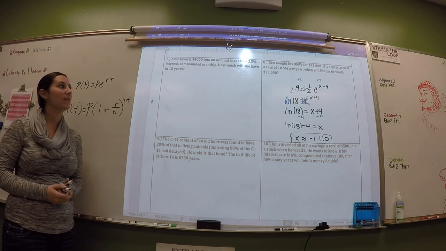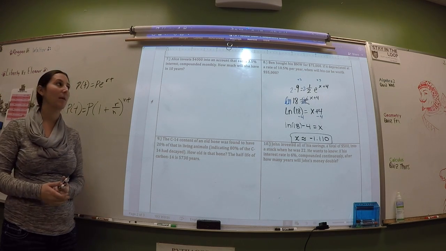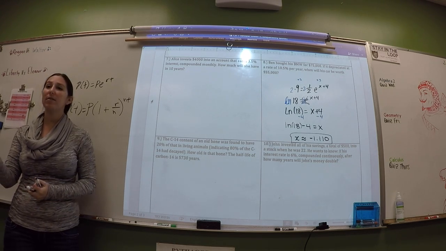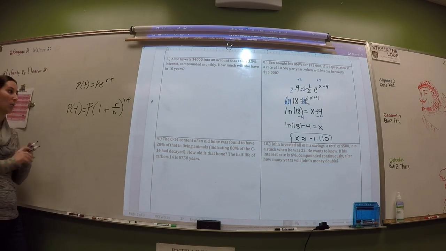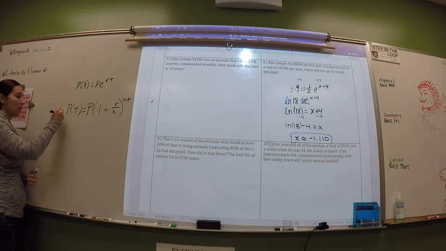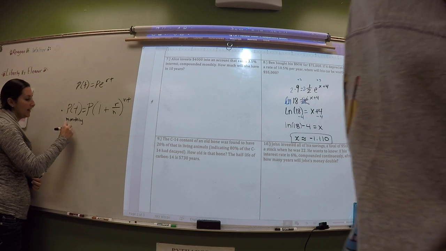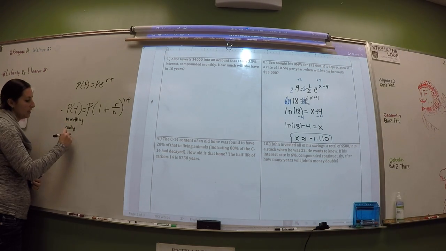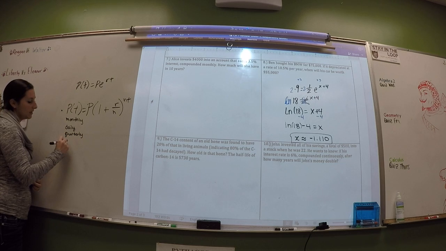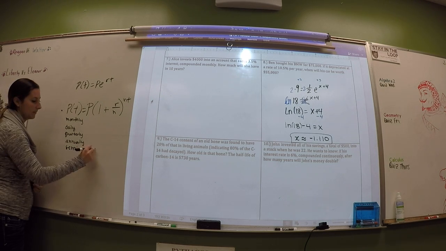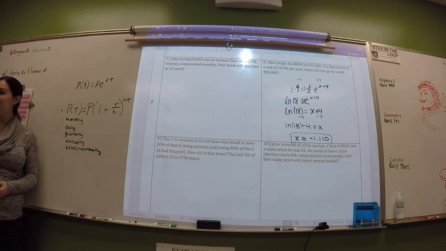Alice invests $4,000 into an account that earns 3.5% interest compounded monthly. Monthly is a key word there. How much will she have in 10 years? If it says monthly and not continuously, we're using this one. So we use this one for monthly, daily, quarterly, annually, semi-annually, any kind of time period that's not continuously.